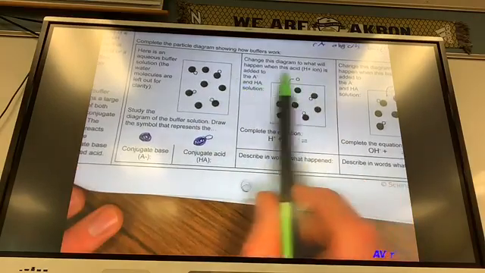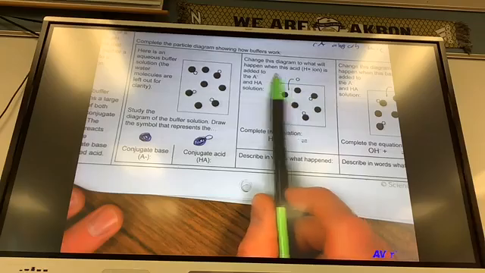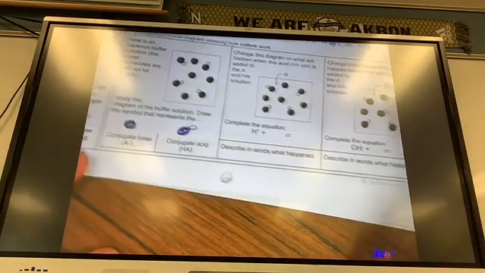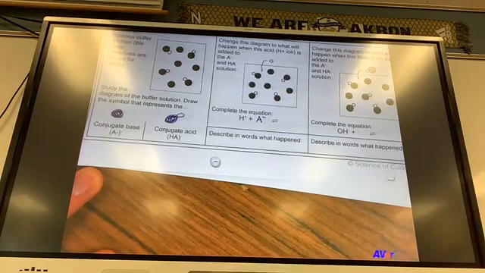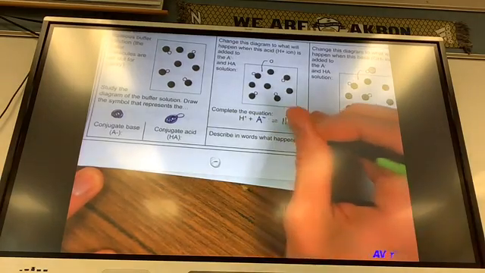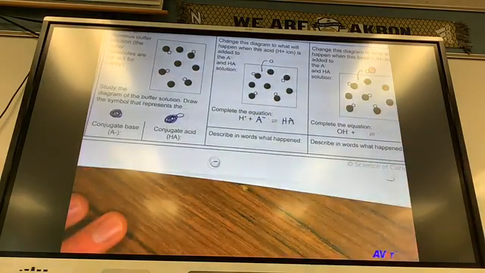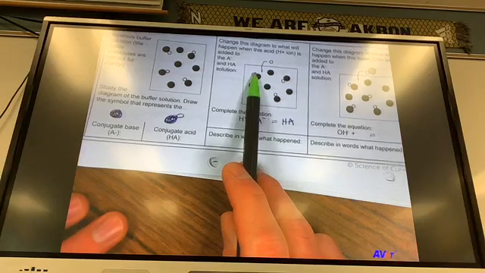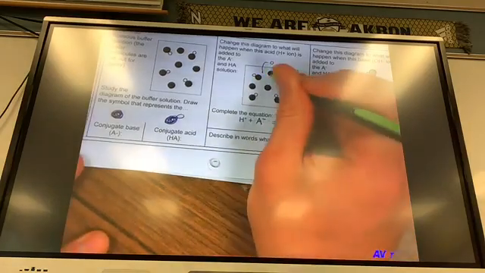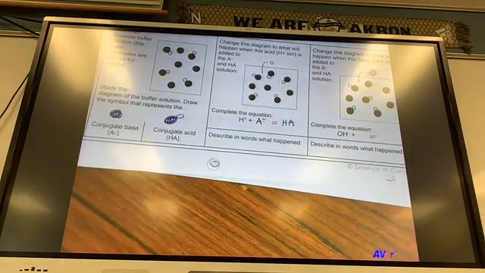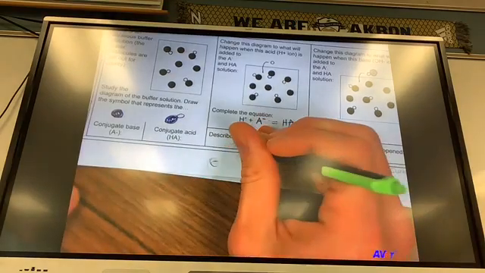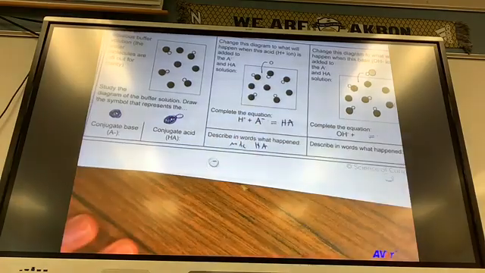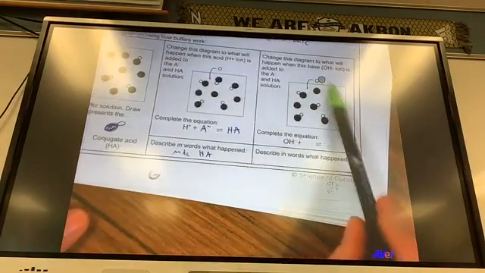Change this diagram to show what will happen when the acid, H plus ion, is added to the A minus and HA solution. Complete the equation. So first let's talk about the equation. What am I adding here? I'm adding in H plus to A minus. So this is going to make what? Don't overthink this. HA. By adding this in, what am I going to make another one of? Where's this white dot going to go? It's going to go to one of the black dots, right? So we neutralize it. Describing in words what happened, you made an HA. Congratulations. We made an acid.